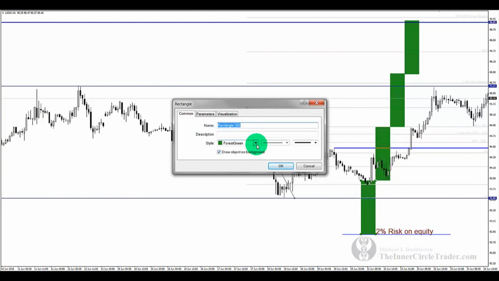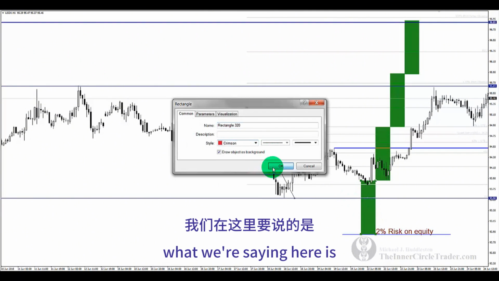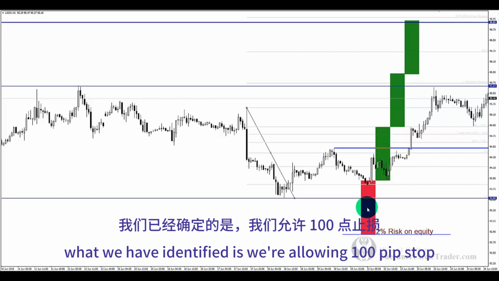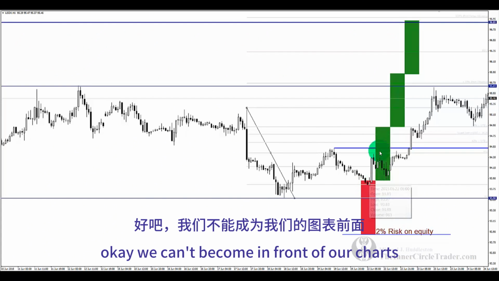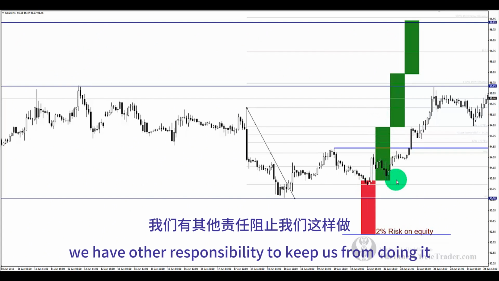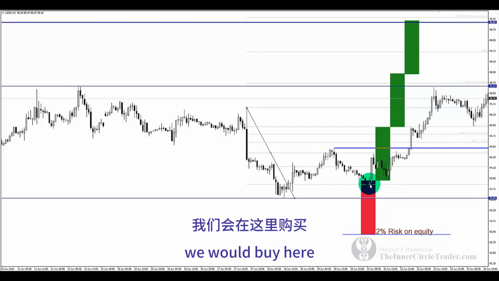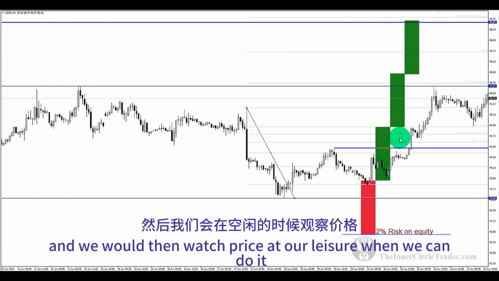And what we have identified is we're allowing a 100 pip stop because we don't want to be in front of the charts. We can't be in front of our charts. We have other responsibilities that keep us from doing it. We would buy here and we would then watch price at our leisure when we can.